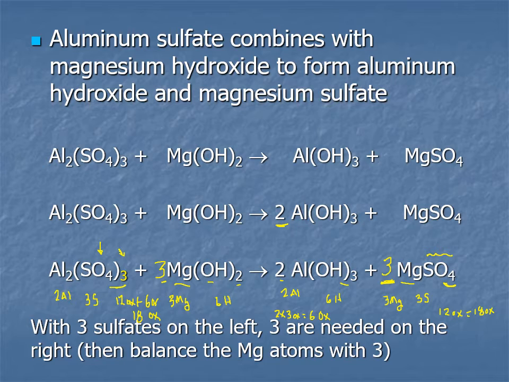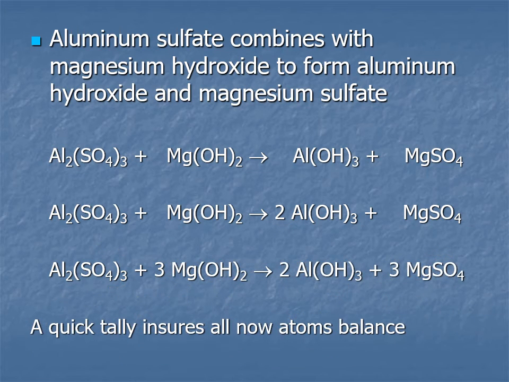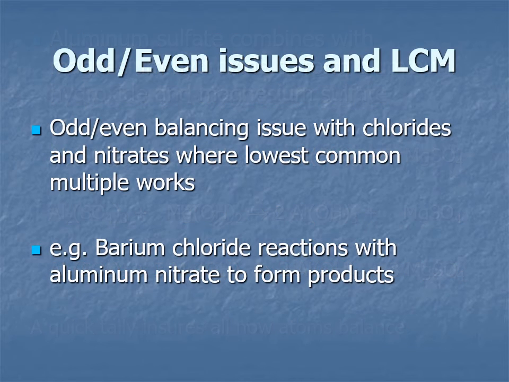The coefficients in order are 1, 3, 2, 3. And I don't write the 1 down for the aluminum sulfate at the very beginning. It's assumed. You can write it if you want, but those are the coefficients in order. Okay, quick tally.